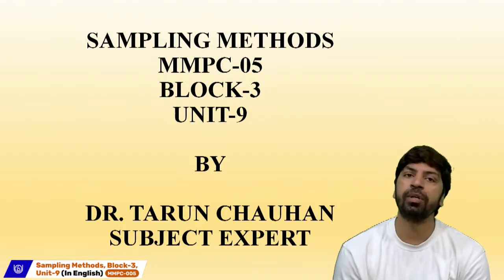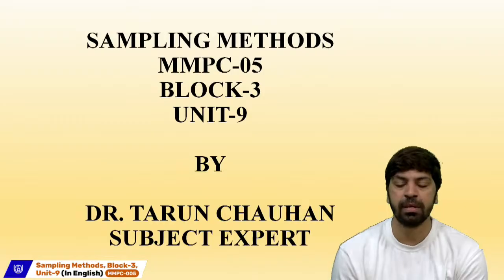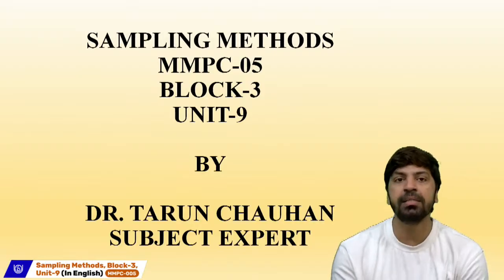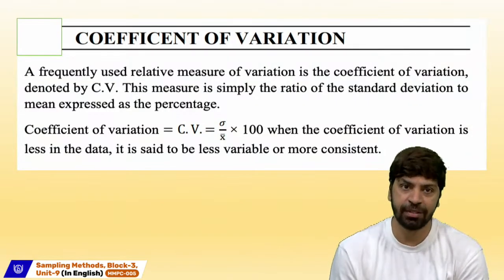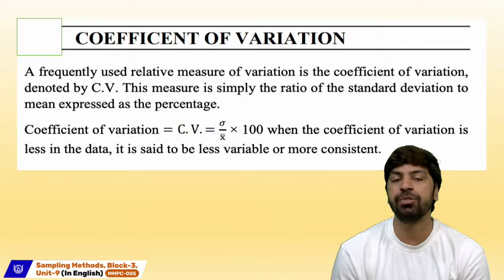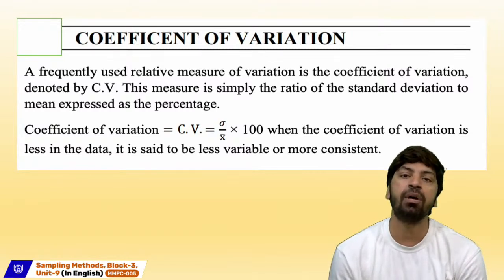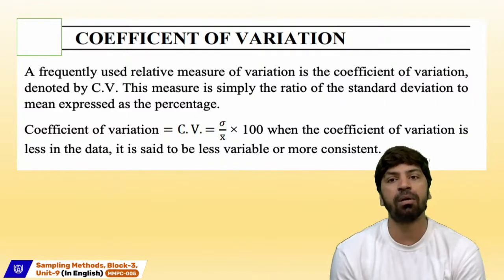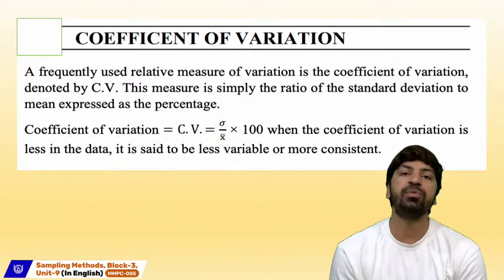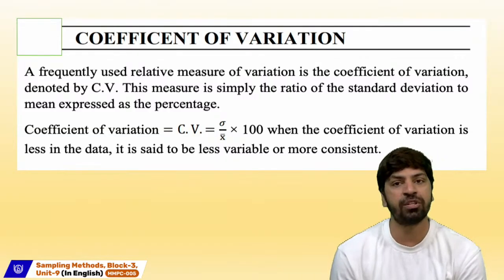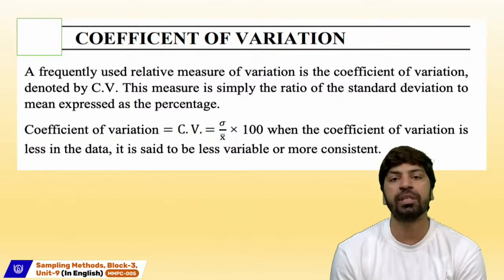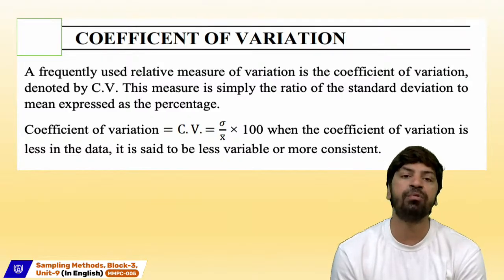Today's session, we are all going to learn about the sampling methods. Before I begin the sampling methods or the techniques of sampling, let's understand the coefficient of variation. The aim of this concept is to measure the relative measure of variation, and that is exactly called the coefficient of variation. It means how frequently the values vary, used as a relative measure of variation. It is denoted by capital C and capital V.